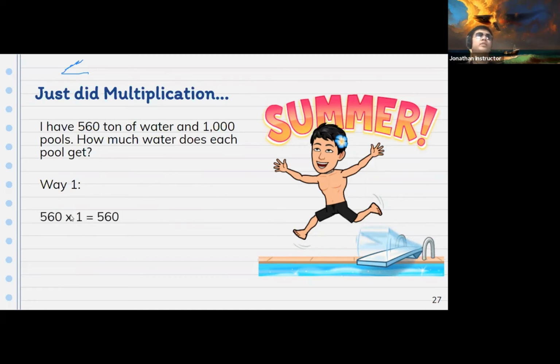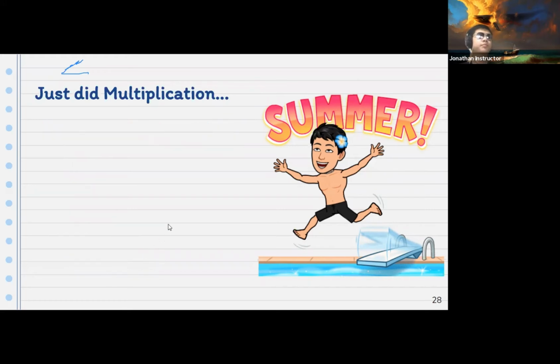Obviously, 560 times 1 is 560. 560 times 0.1 is 56.0. Remember, this 0.1 is 1 over 10. 560 times 0.01, remember, is 1 over 100. So 560 divided by 100 is 5.60. And 560 times 1 over 1,000 is going to equal 0.560.